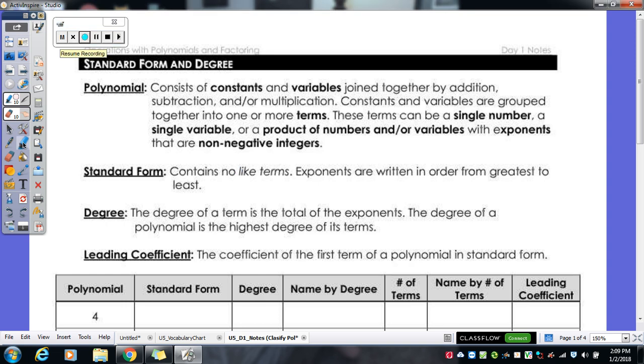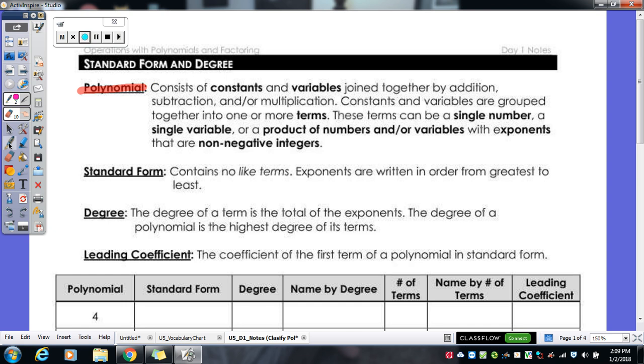So our first vocabulary word for today is polynomial. A polynomial consists of constants and variables that are joined together by addition, subtraction, multiplication. Constants and variables are grouped together into one or more terms, and these terms can be a single number, a single variable, or a product of numbers and/or variables with exponents that are non-negative integers.